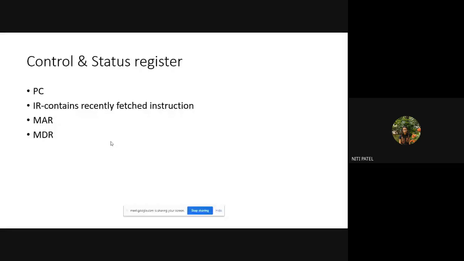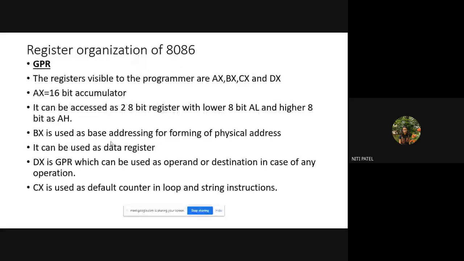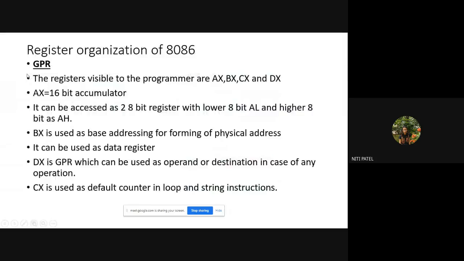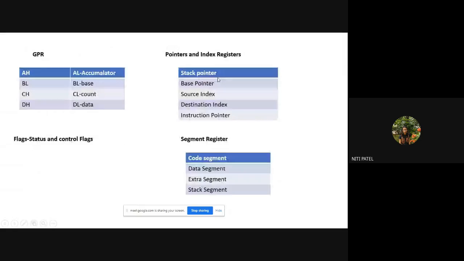Then we had seen the different registers of the 8086. The GPRs, that is general purpose registers, were of four types: AX, BX, CX, DX, which can be operated as AL and AH. That means AX entirely was 16 bits, but AL is 8 bits and AH is 8 bits, that is the higher bits and the lower bits. So lower 8 bits plus higher 8 bits is equal to 16 bits.